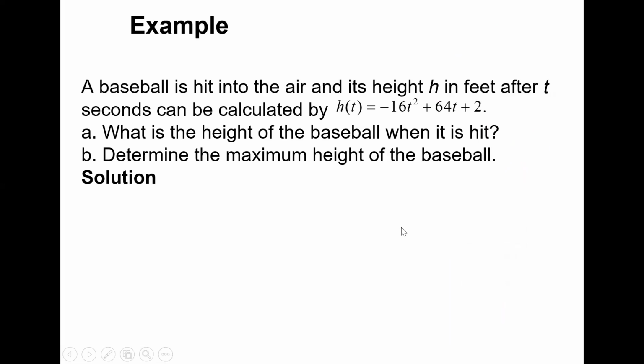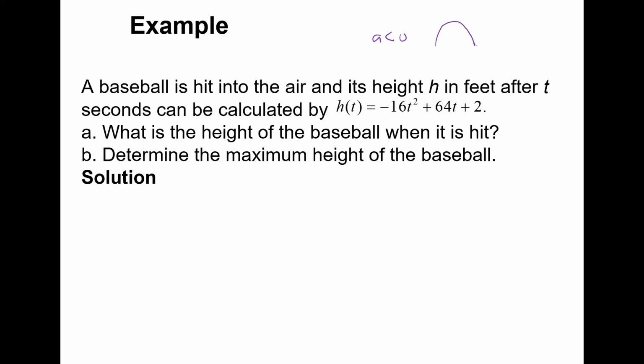All right, here we have a baseball is hit into the air and its height h in feet after t seconds can be calculated by this equation. Again, -16, that a is less than 0, so we know it's going to be a max, and so that's going to be a key. And a lot of things like rockets, throwing a ball, things like that, those are going to be maxes, and so our vertex will be the height. So at time 0, it starts here, it goes up, hits the max, comes back down, and hits over here at time whatever it is.